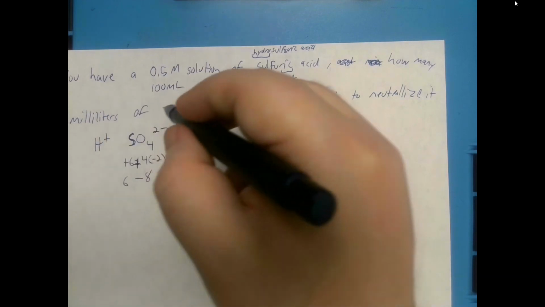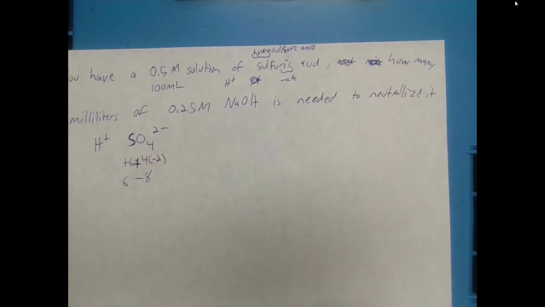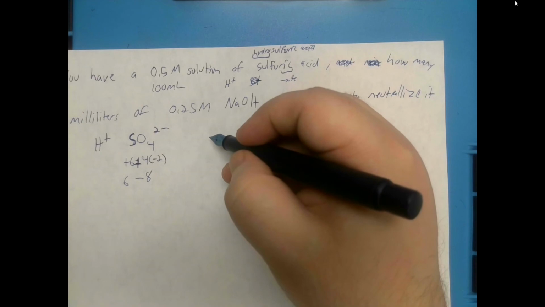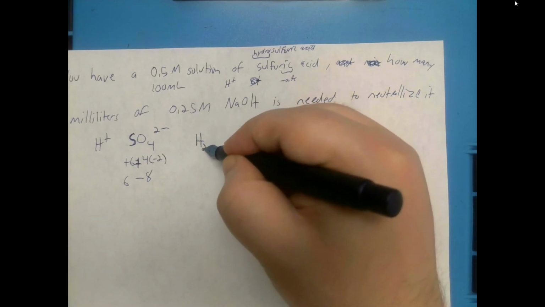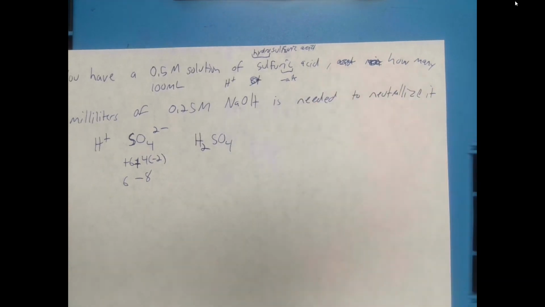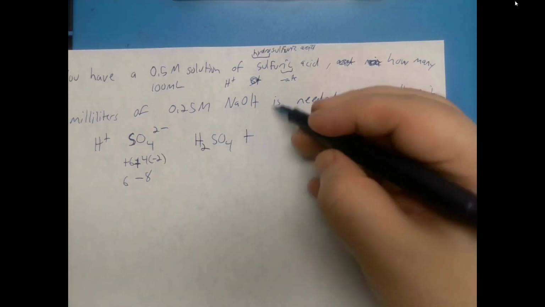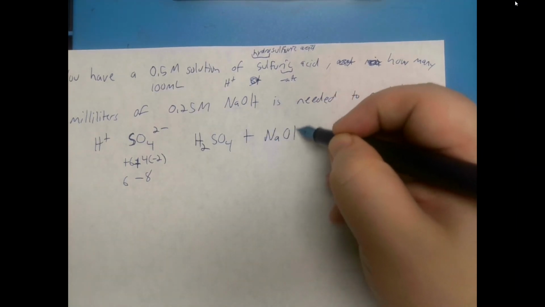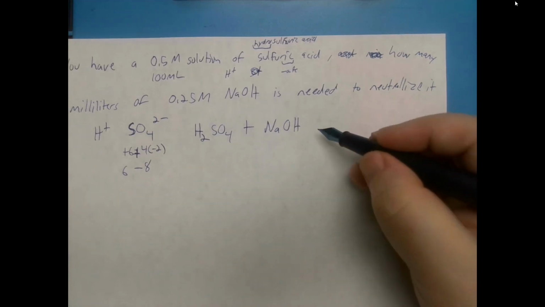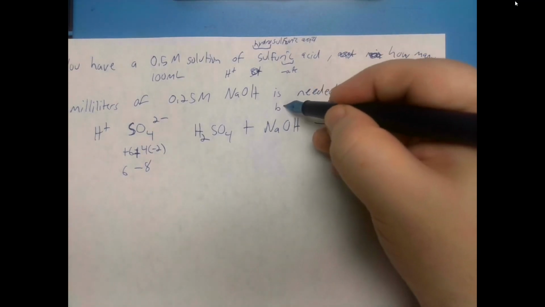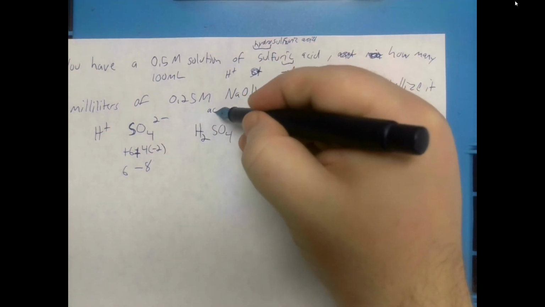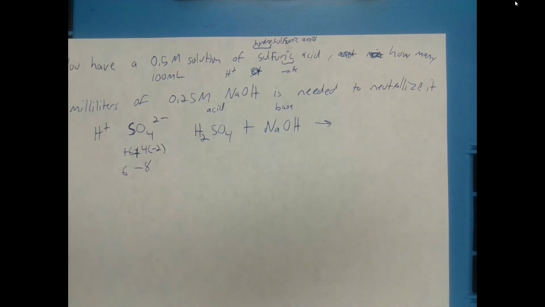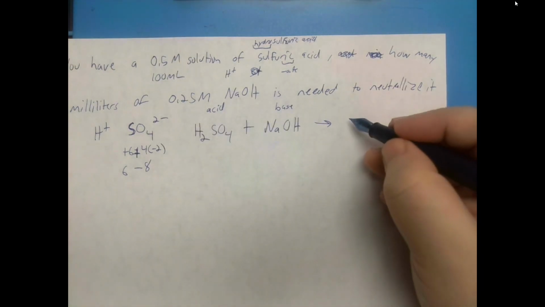Oh, what is sulfuric acid? What's the formula for it? H2SO4. You need 2 H plus to counteract the 2 negative. Then we'll add to it NaOH. Mixing a base. This is a base. A base has OH. A base has hydroxide, while an acid has H plus.